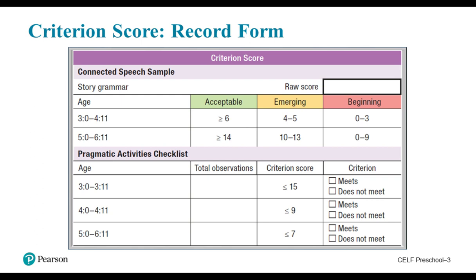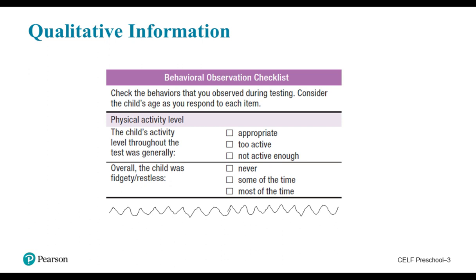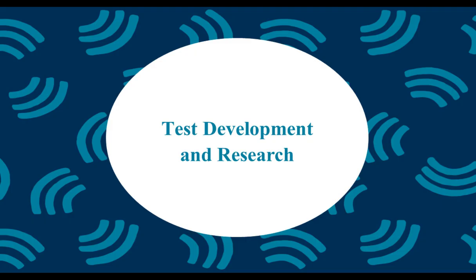In addition to these standardized scores and the criterion scores, you also can document qualitative information on the record form. The behavioral observation checklist is included on the record form, and certainly you'll be able to document information about the child's physical activity level, whether or not the child became fatigued, maybe the child's level of interaction. Did the child speak quite a bit? What about attention to task? So those behaviors can be recorded and documented so that you can integrate that information when you're interpreting.